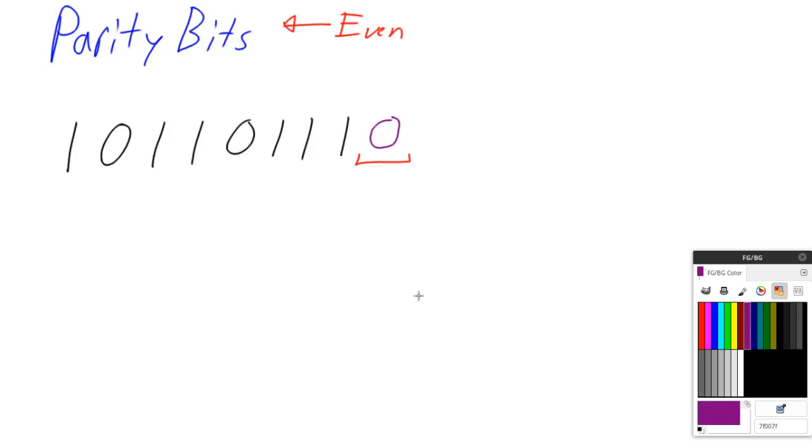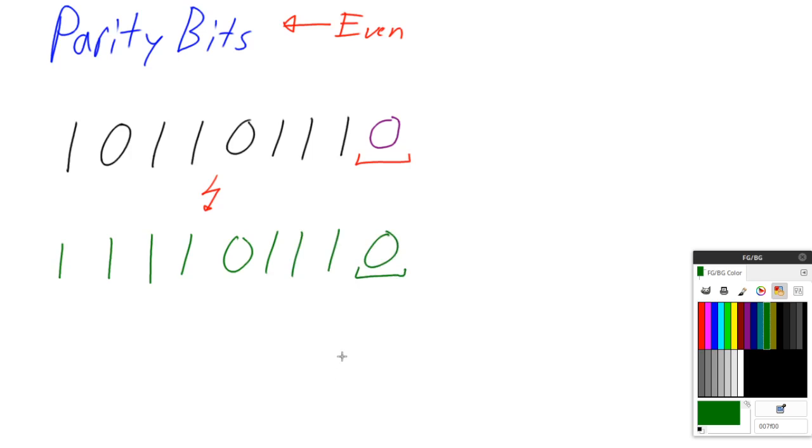So we've calculated our parity bit for this number here. And now let's say that we transmit it and something gets screwed up a little bit, right? One bit gets flipped. And let's say this is what we receive. Let's say we receive 1, 1, 1, 1, 0, 1, 1, 1, 0.